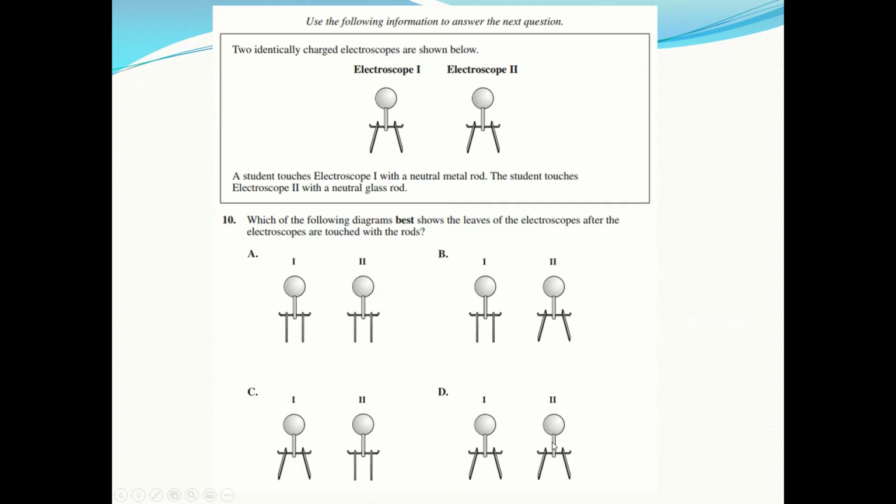Okay, and which of the following diagrams best shows the leaves of the electroscope that are touched with the metal rods? It says that a student touched electroscope 1 with a metal rod. So it looks like they're charged up already. If I touch this with a metal rod, any extra charge in here is going to go into my metal rod, so these ones will become straight like that. And then the student touches electroscope 2 with a glass rod. Because the glass rod is an insulator, the extra electrons won't be able to go in there, so it's going to stay charged. So it looks like B is going to be our answer.